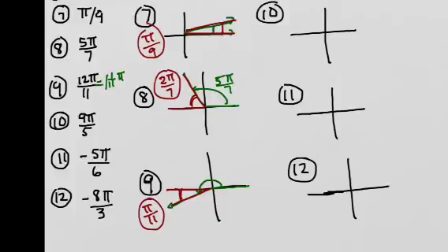For number 10, 9 pi over 5, again, I'm going to go ahead and change it to a mixed number. So that's 1 and 4/5. Okay, so I'm going to go ahead and go over here to number 10, and here's my initial side. That's 1 and 4/5. So here's 1 pi, and 4/5 more would be about here. So you connect, make your angle, and there's your angle, 1 and 4/5 or 9/5 pi.